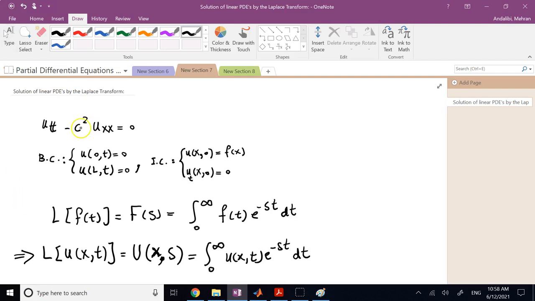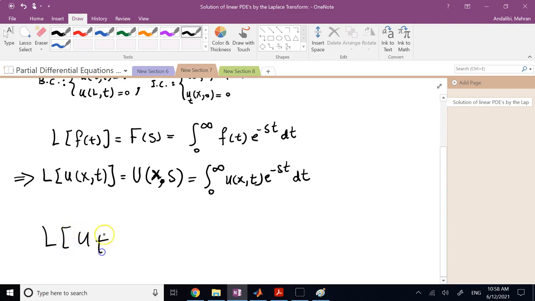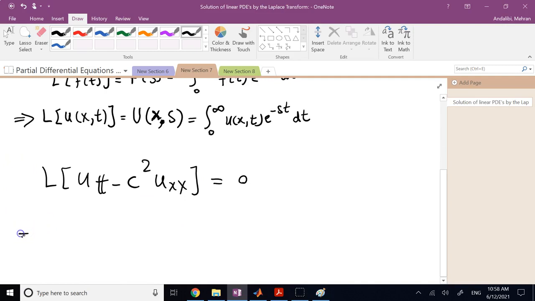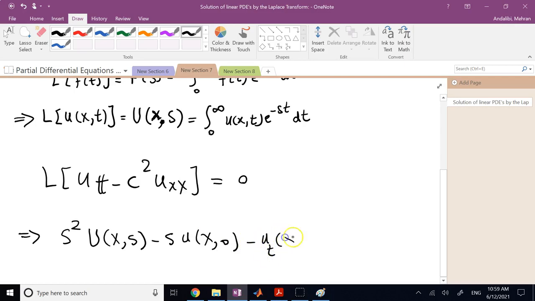So if I apply Laplace to my equation, what do you get? You know, Laplace only applies to the t terms. So this is Laplace of the second time derivative. And if you remember from Laplace transform, this is going to be s squared U of x and s, minus s times the small u function at x and 0, and minus u time derivative of x at time 0. Correct? This is what we had from Laplace transform. These are the two initial conditions.